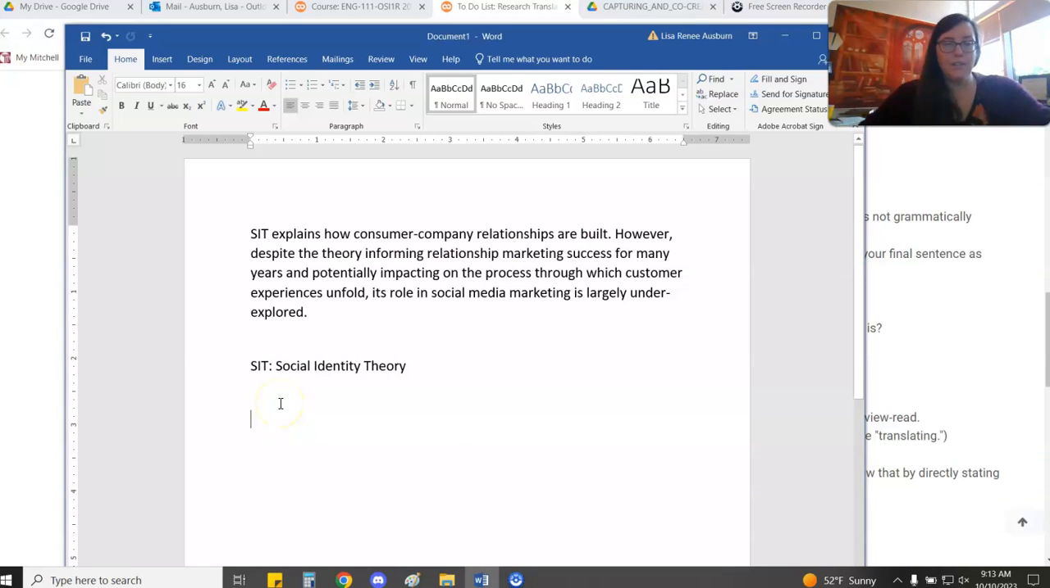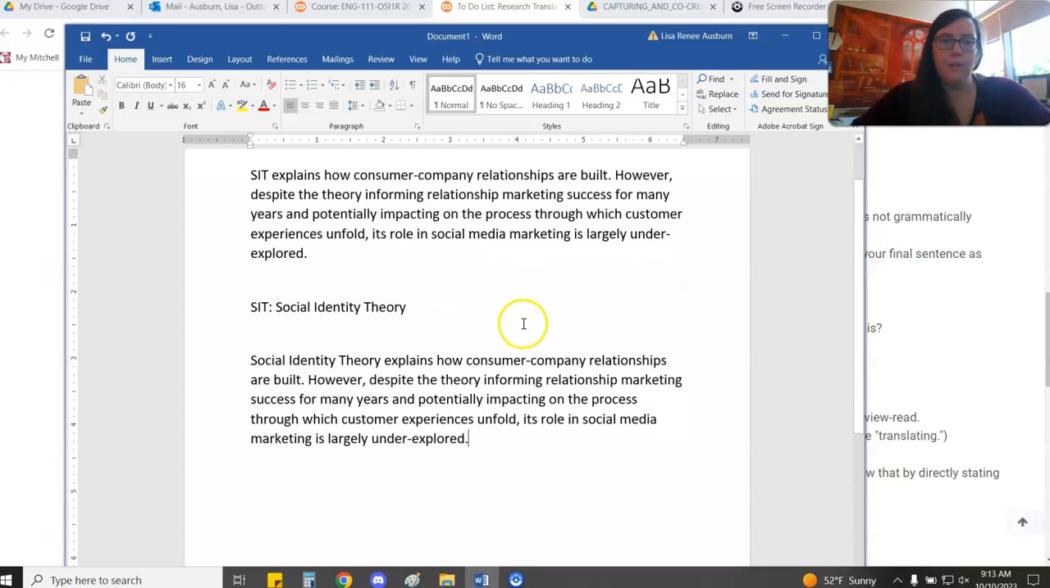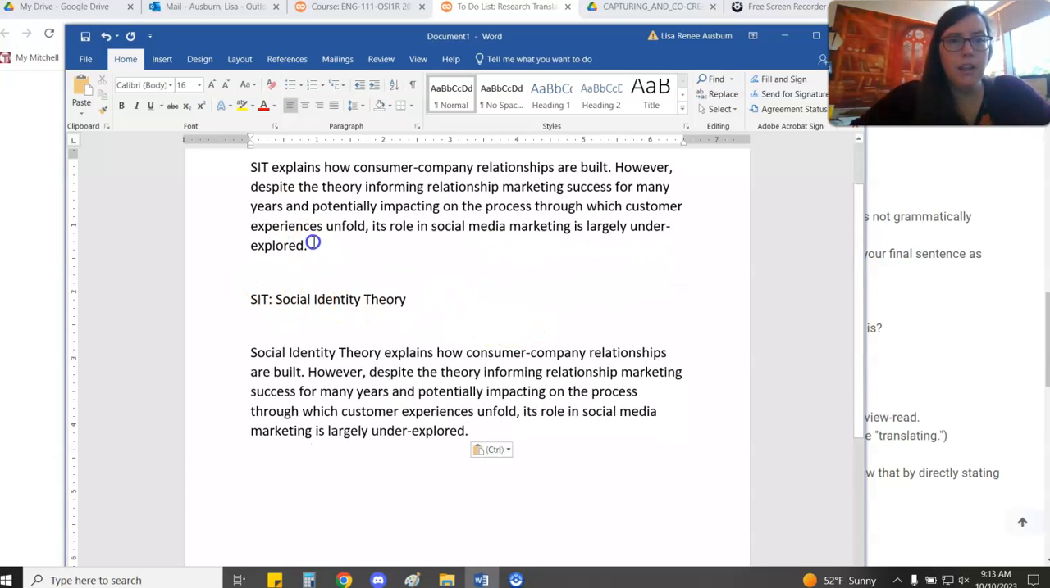Okay, so once you've got your definitions, you've written them down, you just want to pop them into that original sentence so that you can replace what you didn't know with what you do know. So for me, this would just look like "social identity theory explains how," and then the rest of the sentence. So here's the original sentence. Here are my definitions.